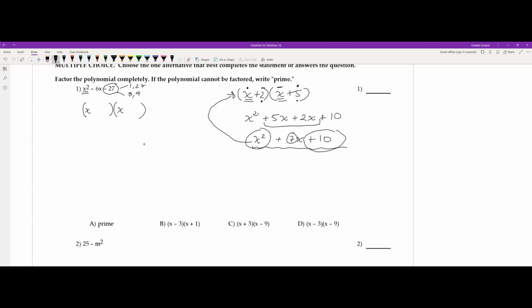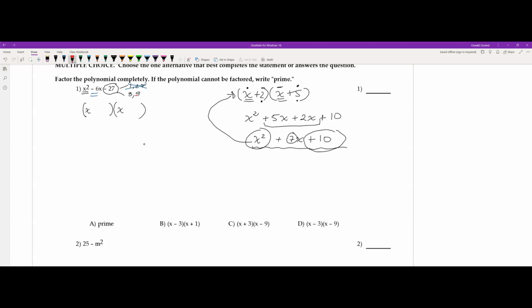Now, the sum is going to have to be what? The product is going to have to be negative 27, and the sum is going to have to be negative 6. So 1 times 27, I could put a negative anywhere. It will give me negative 27, but 1 minus 27 is not going to give me negative 6. 27 minus 1 is not going to give me negative 6. So therefore, this cannot be. So what about 9 minus 3? That's positive 6. I don't have that. But negative 9 plus 3, or 3 minus 9, gives me negative 6.